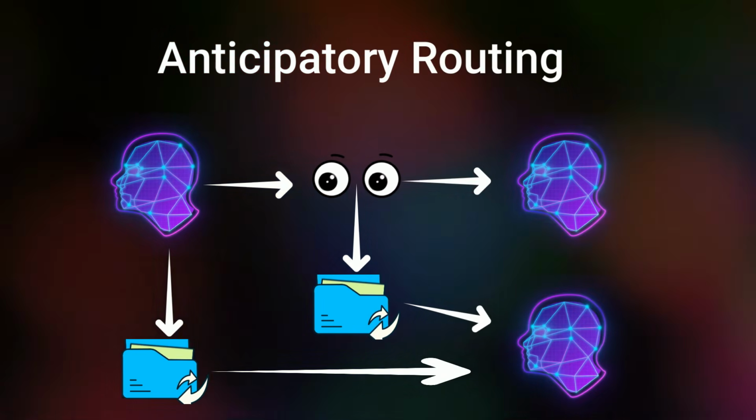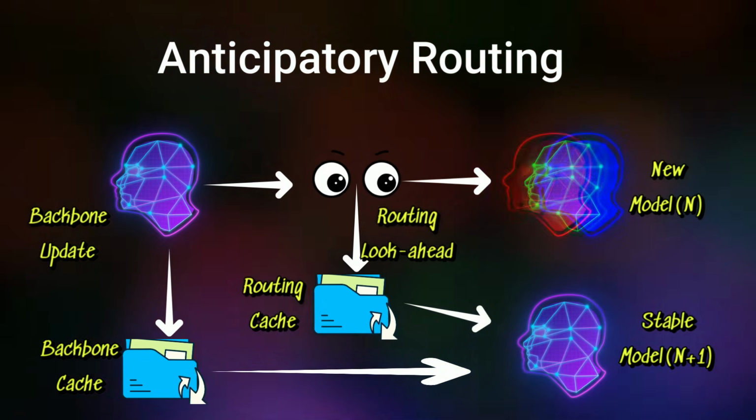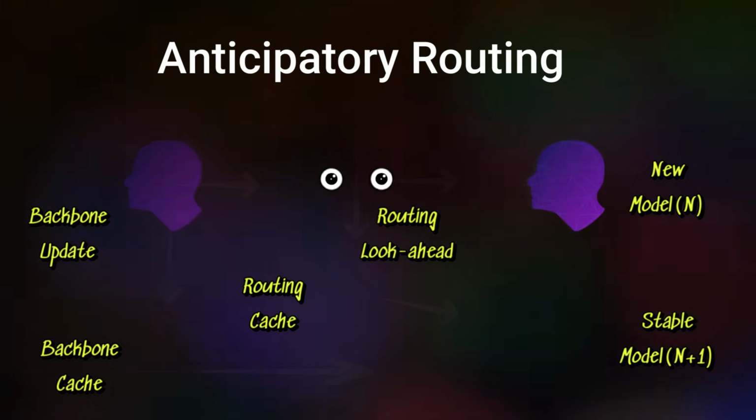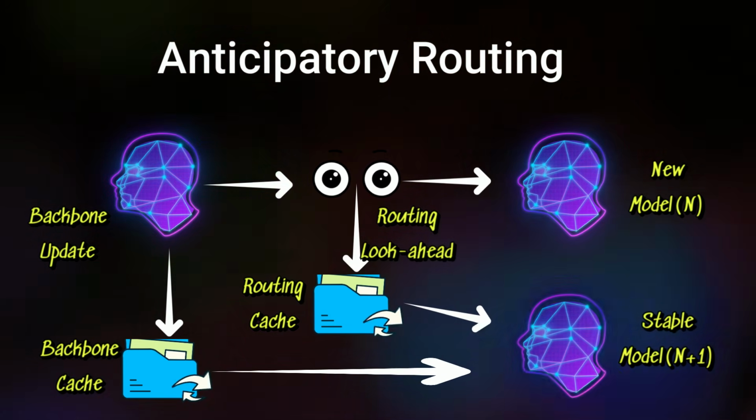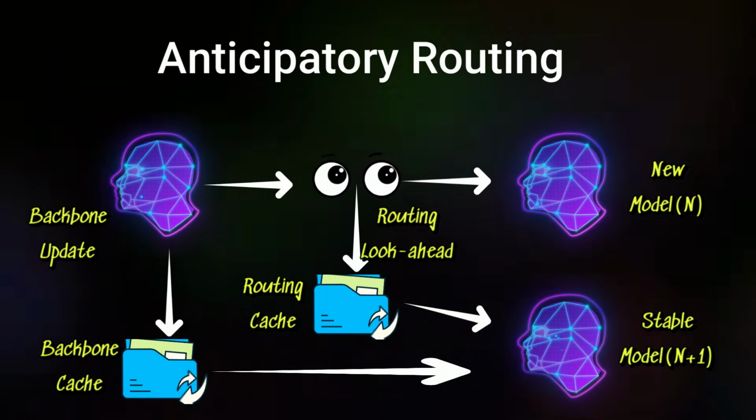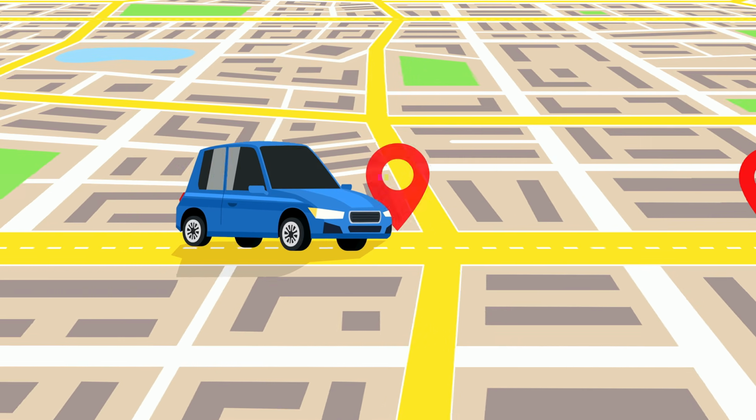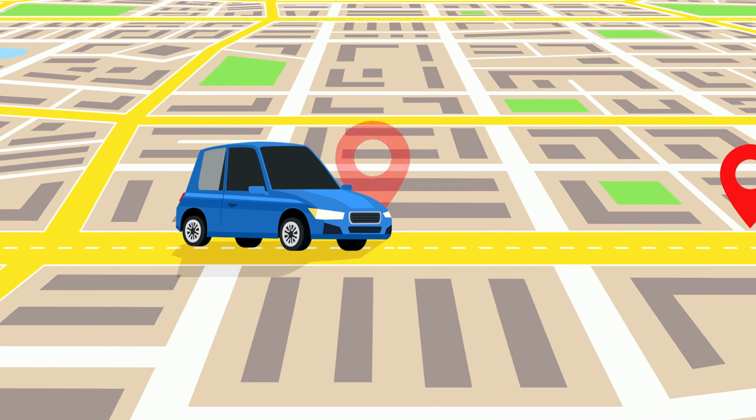Instead of updating routing at the same time, the model actually looks ahead by caching routing decisions from the previous step. It separates backbone updates from routing updates. This prevents bad updates from instantly breaking the routing logic. Think of it like driving with GPS. Instead of reacting too late, the model plans ahead before taking the next turn.